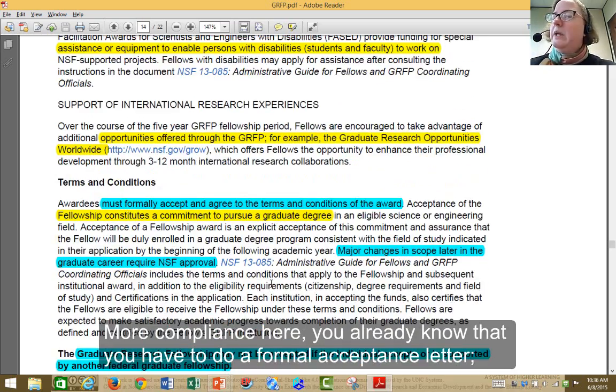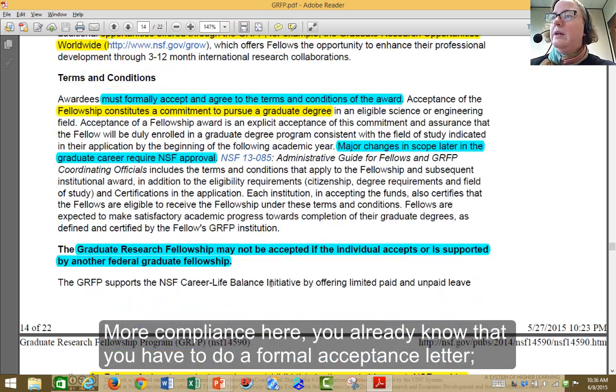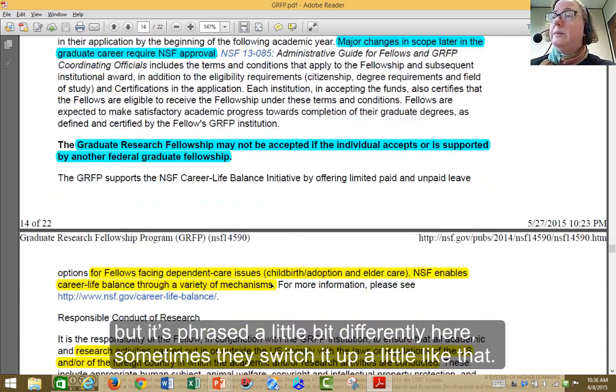More compliance here. You already know you have to do a formal acceptance letter, but it's phrased a little bit differently here. Sometimes they switch it up like that.